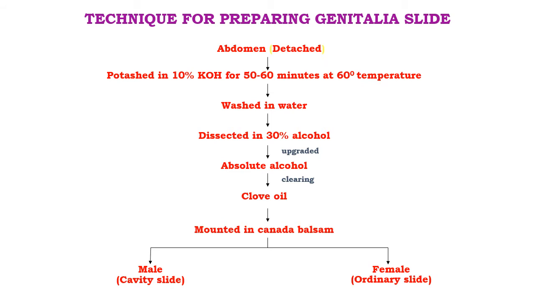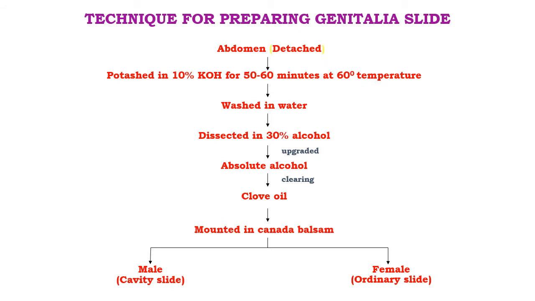Now, in insects, the methodology followed for preparing a genitalia slide is that we first detach the abdomen of the insect, and then we use 10% potassium hydroxide and potash it for 50 to 60 minutes at 60 degrees temperature, or we can also boil it, depending on the abdominal sclerites and the kind of insect. Then after potashing, we wash the abdomen in water.